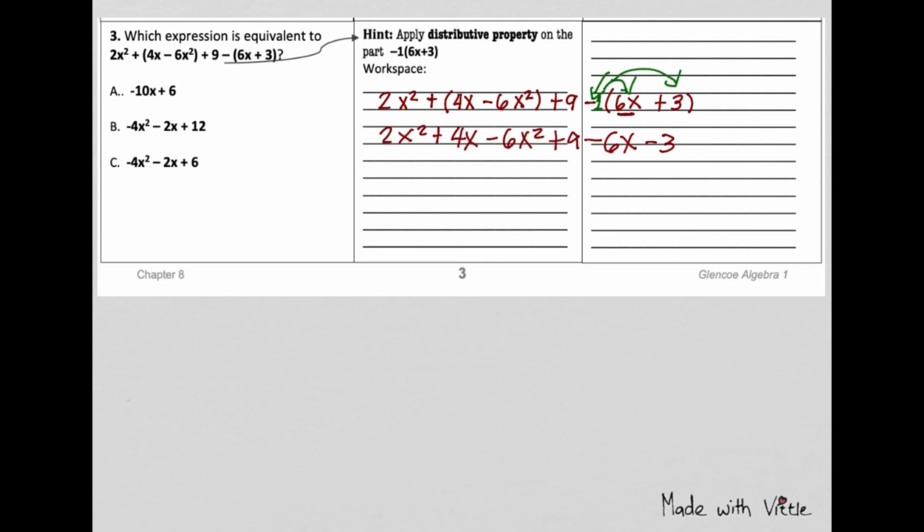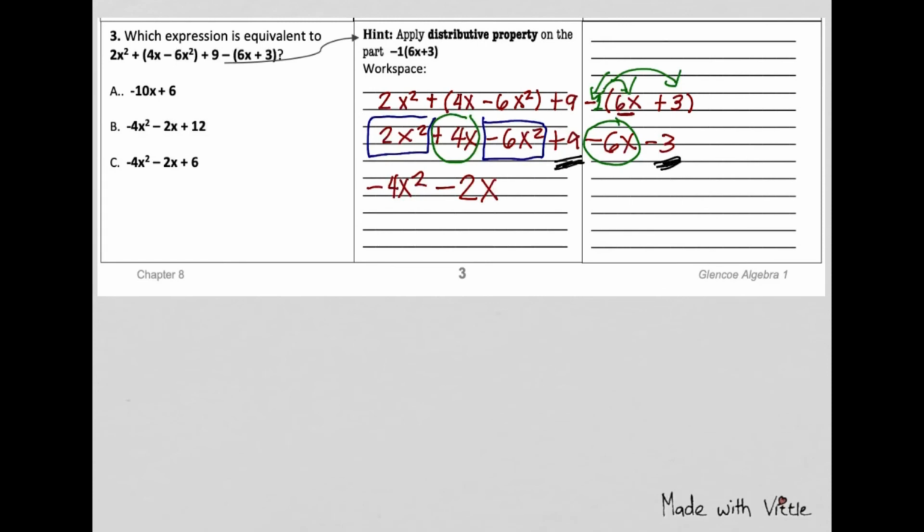Combine like terms. These 2 are like terms because they both have x squared. They're different signs, so we're going to subtract them, and copy the sign of the one with a higher absolute value. 4x plus that negative 6x are like terms, but they're different signs, so we're going to subtract. The two constants, we'll add them. Since they're different signs, one is positive, one is negative, we're going to have to subtract.